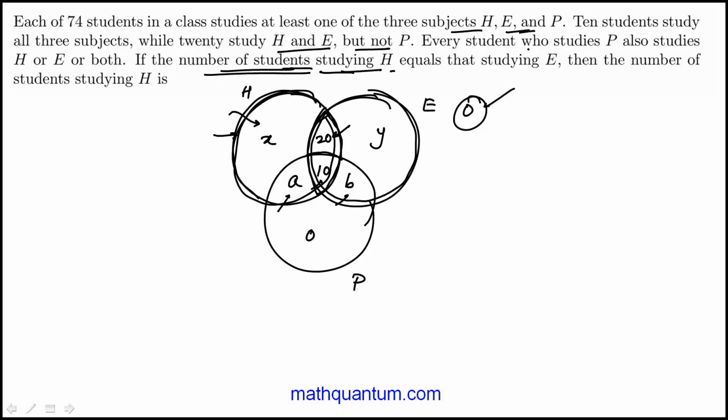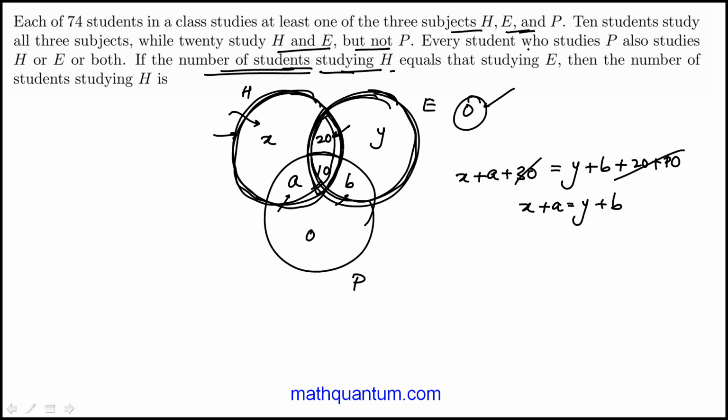So the total number of students who are studying H is X plus A plus 30. I'm literally adding up all the categories, and this is equal to the number of students studying E. You'll see that the 30 part is the same. So X plus A equals Y plus B. Now the other condition we have is that the total number of students would be the sum of all of these categories plus 30. Note this is 0 here. And now you'll see that X plus A is equal to Y plus B.